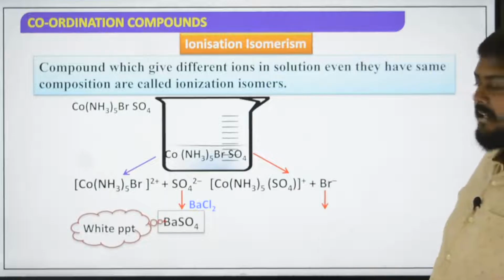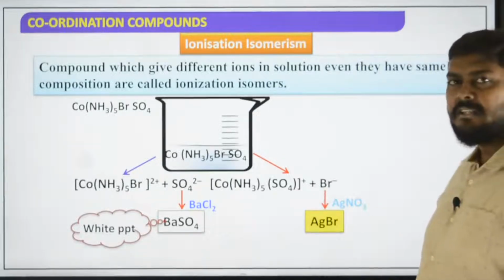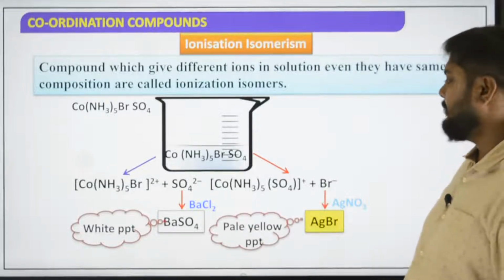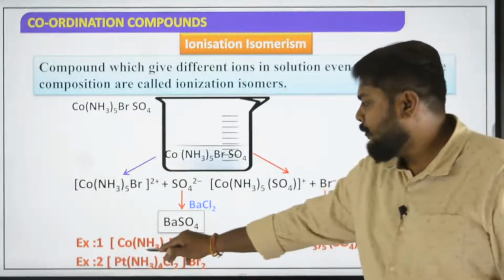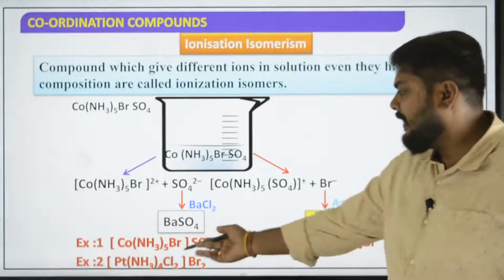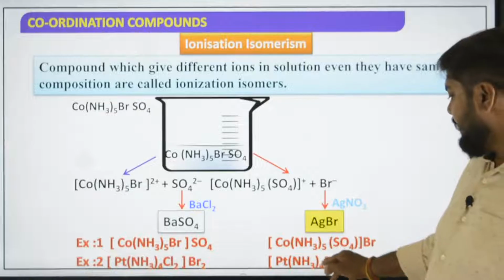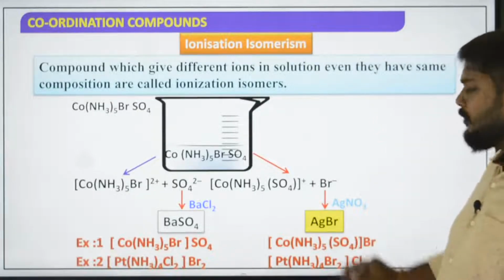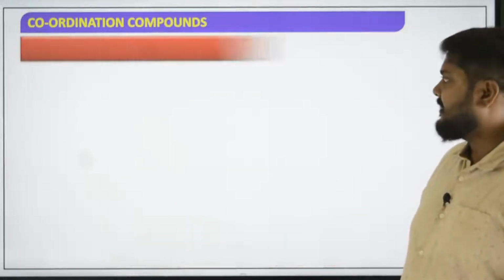I am going to react this with AgNO3, silver nitrate. I will be getting silver bromide, right? So silver bromide is a pale yellow precipitate. So the first example, [Co(NH3)5Br]SO4. Parallelly, I can also take another example, [Pt(NH3)4Cl2]Br2 and [Pt(NH3)4Br2]Cl2. Here Br2 goes inside and Cl2 comes outside. This is also an example for ionization isomerism, right?